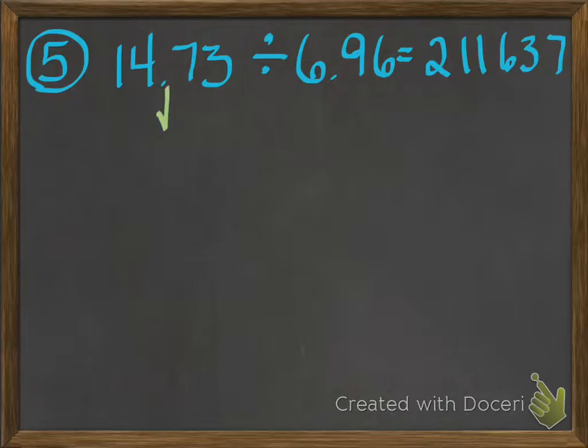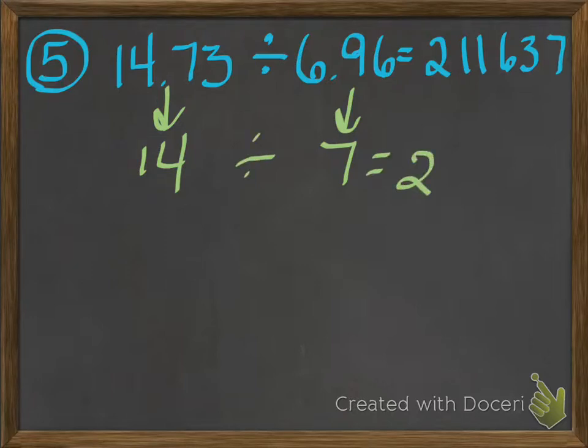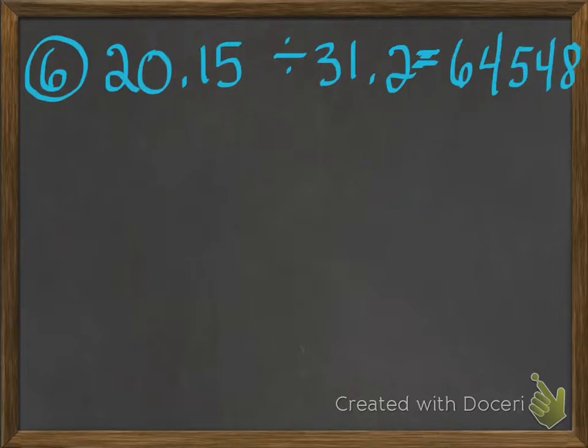Okay, so I'm going to change these numbers to compatible numbers that are easy to work with. 6.96, that's really close to 7. I'm going to keep this as 14 then. 14.73, even though it's closer to 15, I'm going to keep it as 14. 14 divided by 7 equals 2. So that means that my answer is probably going to be close to 2. So I'm going to guess that that decimal point is probably going right there between the 2 and the first 1.